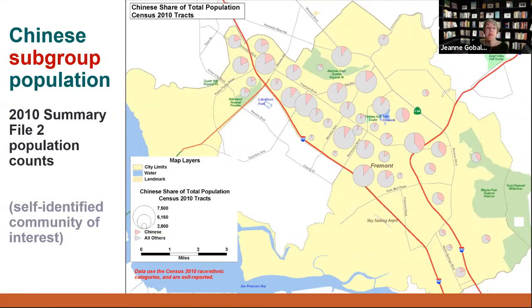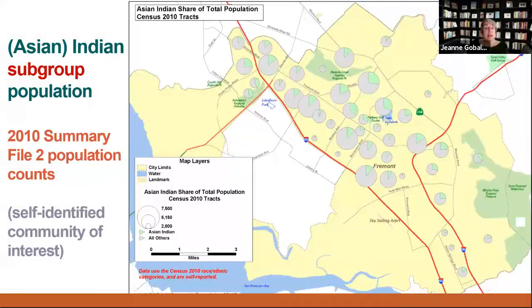This map shows for each 2010 census tract what share of the total population was Chinese American, and that's the pink piece of each pie. The gray parts of the pies are for all other groups. This is the Asian Indian subgroup population distribution. So in some census tracts, there were higher concentrations of Asian Indians than others, just as is the case for Chinese Americans.